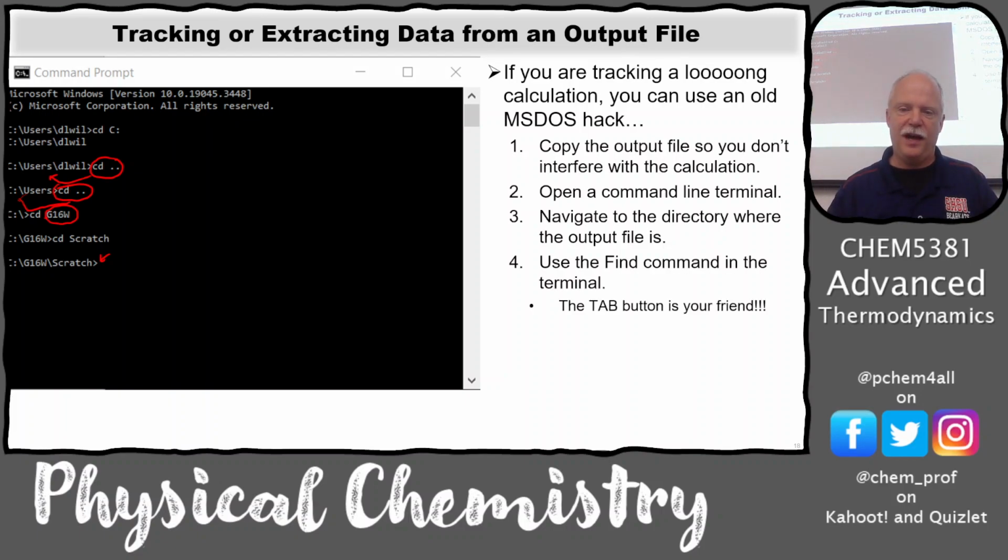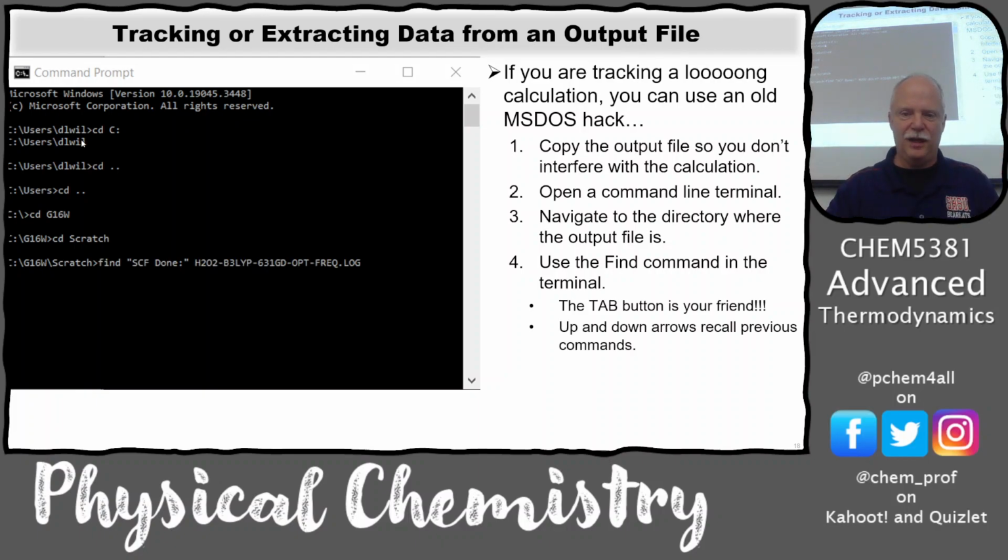And then I'd use the find command. Let me erase all of these because it's going to update. I use the find command, which is just like Control F in the file, but it searches through that file. So I type find space. Since this has a space in it, I need to put my quotes. So I put open quote, SCF space done, colon, close quote. So it's looking for this, and then I type in this file name.